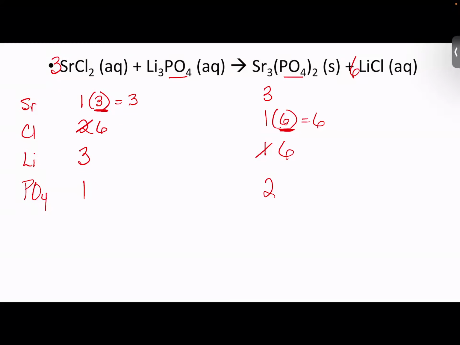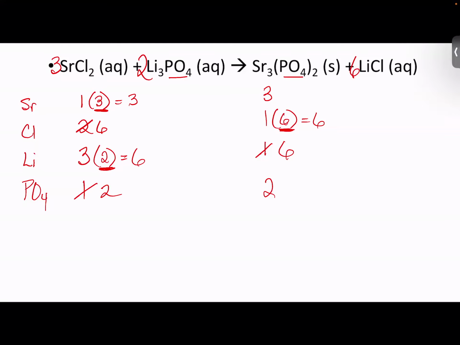Next thing I'm going to balance is the lithium. On the reactant side, I have 3 lithium. On the product side, I have 6 lithium now. To balance these out, I've got to multiply the reactant side through by 2. Whatever you multiply by becomes the coefficient. And in giving 6 lithium, what did I do to the phosphate? I got 2. And that is a balanced chemical reaction.